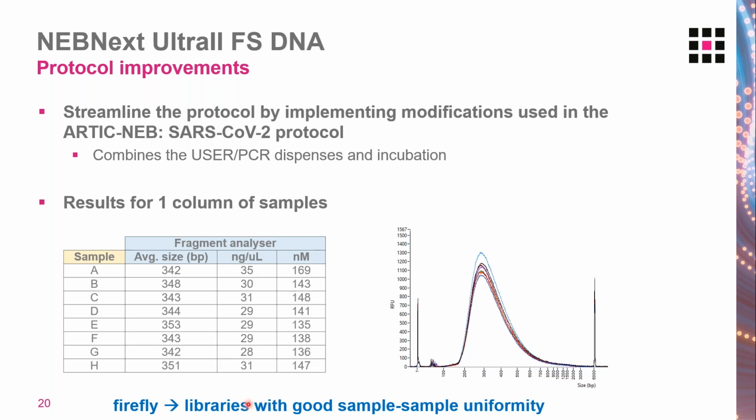It worked very nicely. So this is, again, one column of samples that we prepared. And I've overlaid all the traces here. We're seeing that all our traces overlay. The library size distribution is very uniform across all samples. So again, using Firefly, we can generate libraries with good sample uniformity. That's very good.